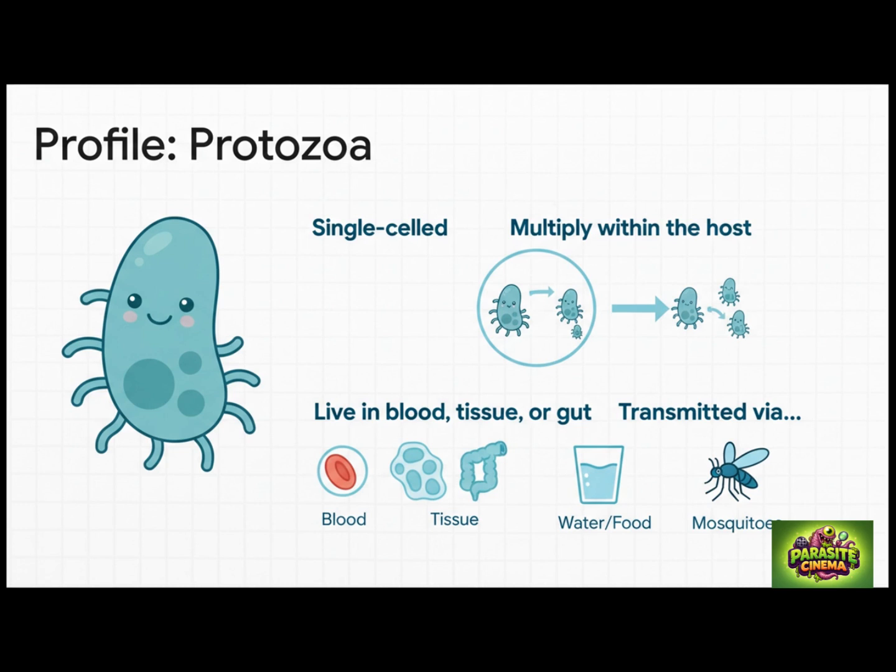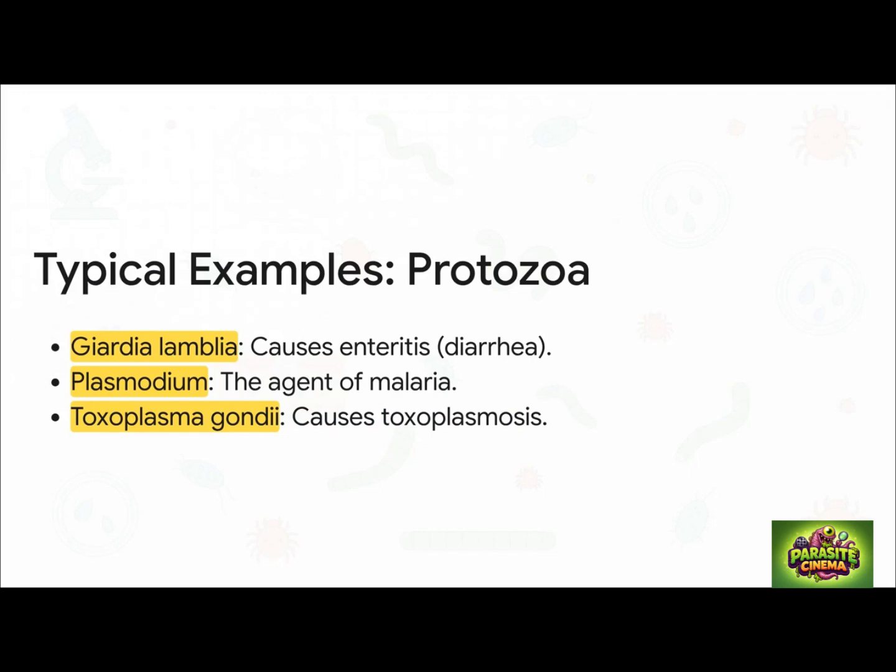And how do they get there? Often through contaminated food or water, or, famously, through a carrier, what we call a vector, like a mosquito. Let's make this real with three classic examples. You've probably heard of Giardia lamblia, a very common cause of traveler's diarrhea. Then there's the notorious Plasmodium, the parasite responsible for malaria, one of the most significant diseases in human history. And finally, Toxoplasma gondii, often linked to cats, which causes toxoplasmosis. Three very different organisms, all belonging to this single-celled group.